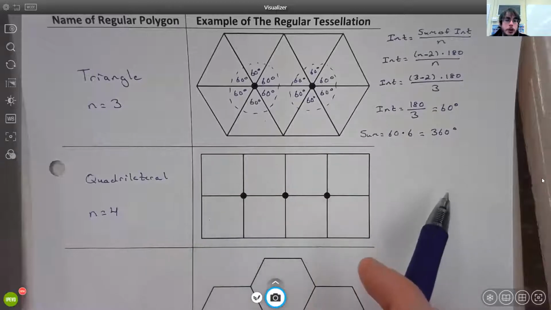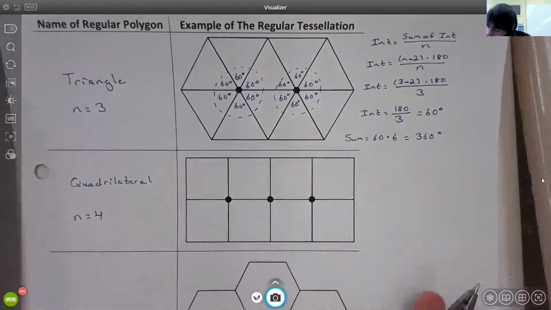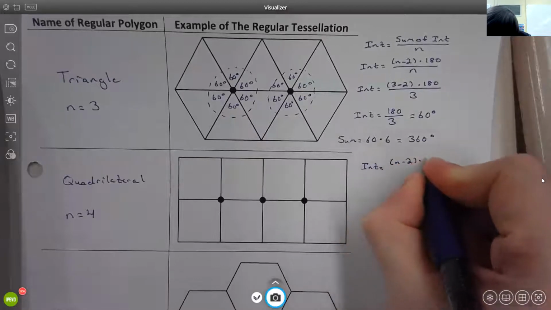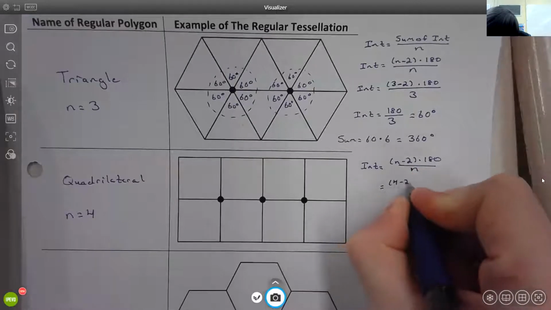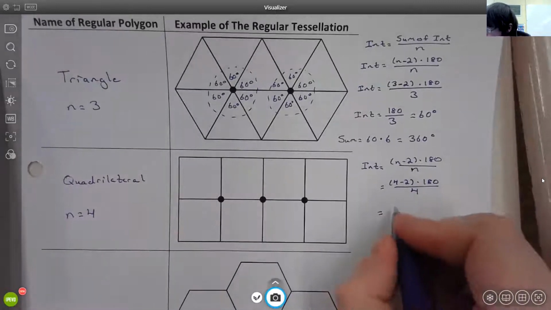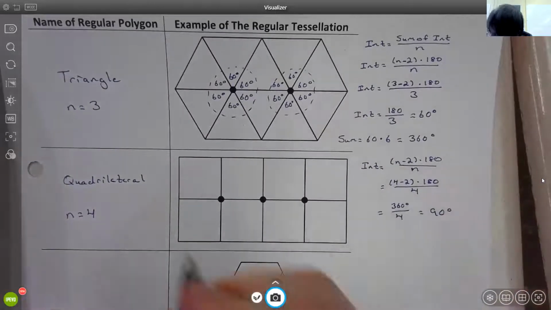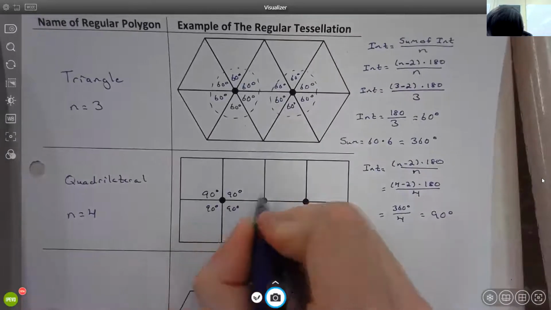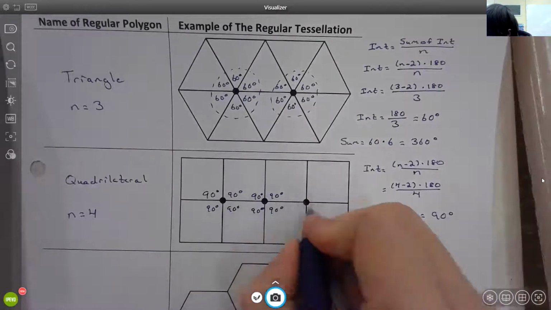We can use the formula to determine the interior angles, but since these are squares, we know these have to be 90. Okay. Now I will show you that if you do your formula here, you'll end up getting 90. So you get 4 minus 2 times 180 divided by 4. 4 minus 2 is 2 times 180 is 360. 360 divided by 4 gives you 90. So one interior angle is 90 degrees. And all of these would be 90 because all of the angles have to be the same.